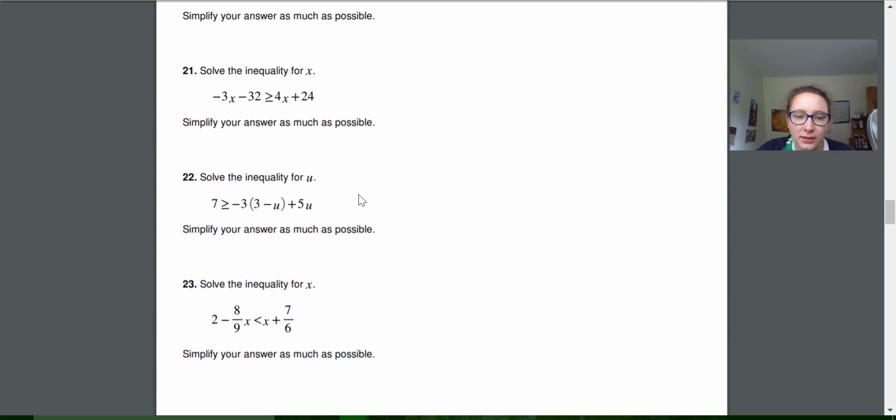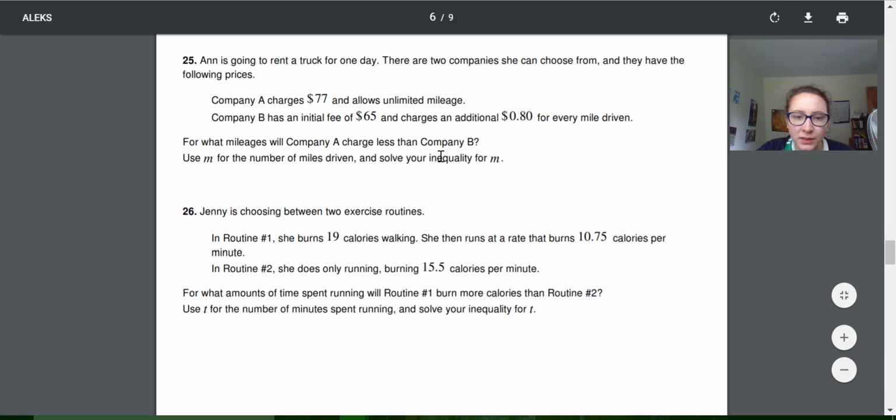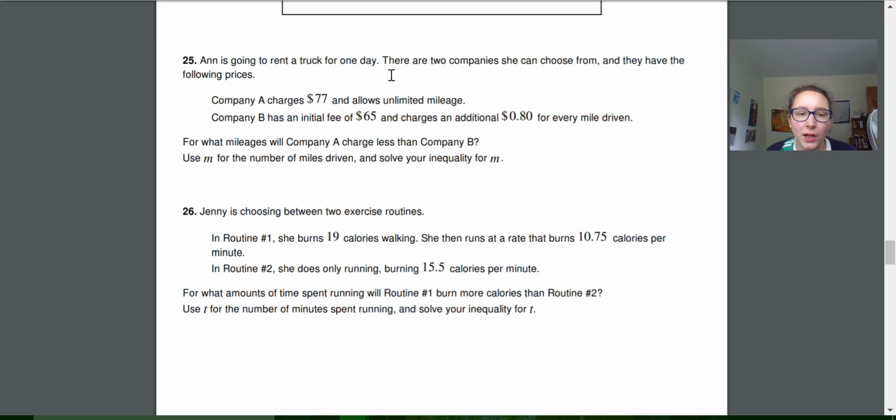And then at the end, there are going to be some more word problems. So let's check out number 25. Anne is going to rent a truck for one day. There are two companies she can choose from, and they have the following prices. Company A charges $77 and allows unlimited mileage. Company B has an initial fee of $65 and charges an additional 80 cents for every mile. For what mileage will Company A charge less than Company B?